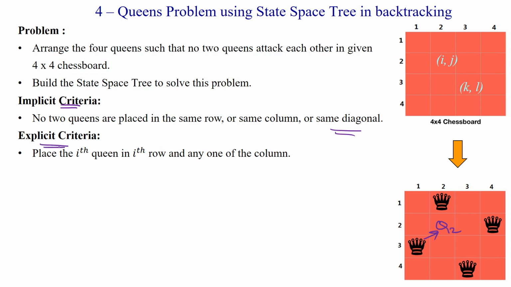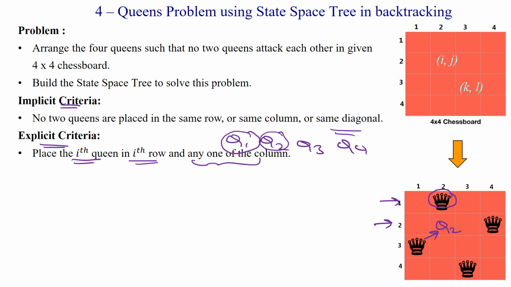And the explicit criteria: here we have four queens, q1, q2, q3 and q4. So q1 should be placed in the first row, q2 should be placed in the second row. Like that, the ith queen has to be placed in the ith row, but you can use any one of the columns. You see, the first queen is placed in the first row, but the second column is selected. Here the second queen is placed in the second row, but the fourth column is selected. So you can select any one of the columns, but the row should be equal to the queen number. Okay, that is the thing.